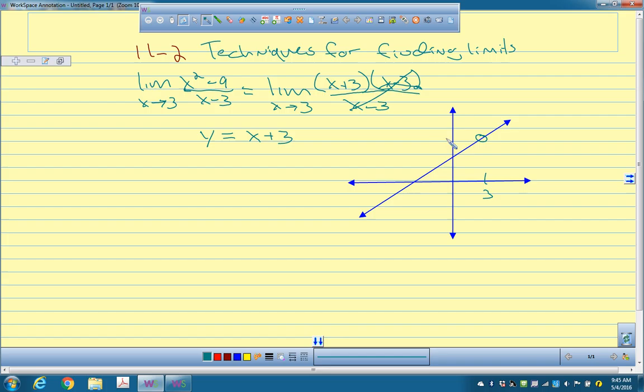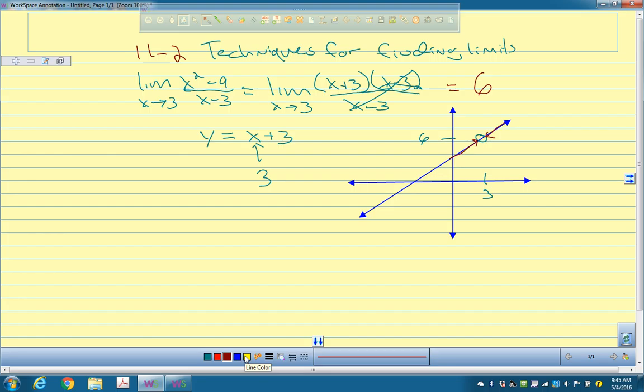At 3 comma what does it have a hole? What if I put 3 in there? What do I get out? 6. So 3 comma 6, I have a hole. As I get closer and closer to 3, what y value do I get closer and closer to? 6. So that is the limit. The limit is 6. So you just simplify and then you plug in. Easy enough. That's really what you have to do in most of these cases.